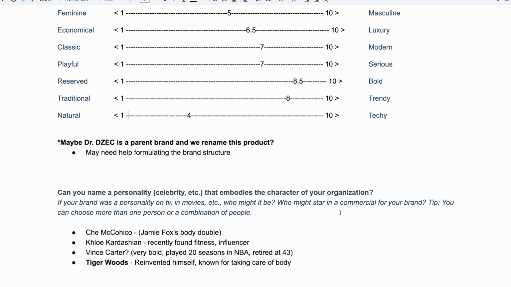They could choose Batman. So this one in particular, they named Tiger Woods. That's the one that's the most bold there. And that was because of the way he reinvented himself, and he was known for taking care of his body. And Tiger Woods is an interesting person here as well.